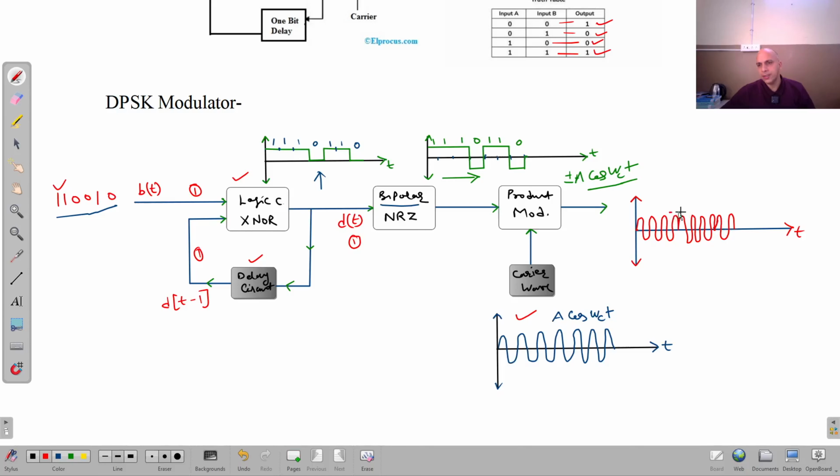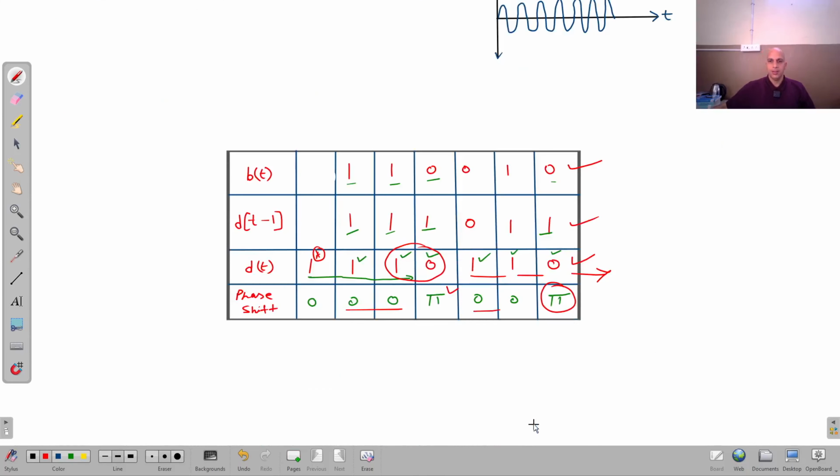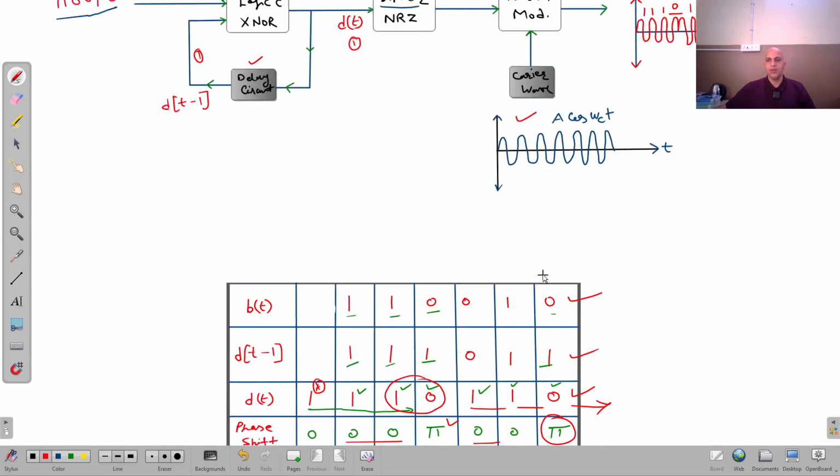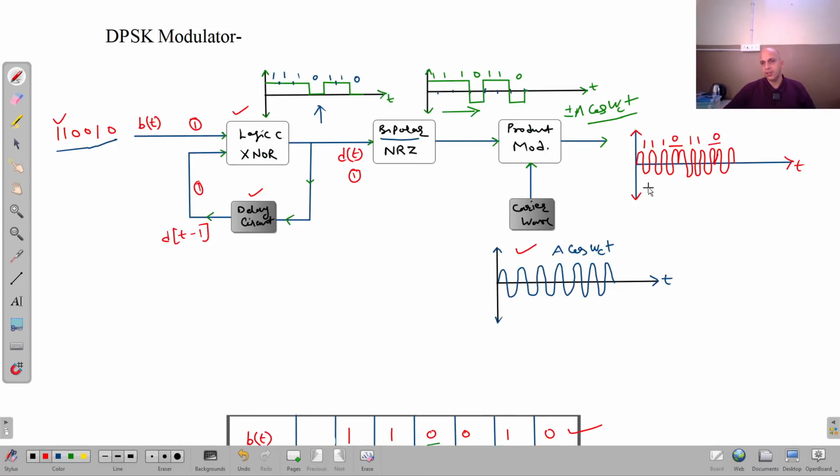So you can see here the phase change is there and there. It is 1 1 1 0, then 1 1 0. You can see here 1 1 1 0 1 1 0. So this is the resultant DPSK signal, and in this signal there is phase change only when there is a transition between the previous bit and the incoming bit, 1 to 0, or it can be 0 to 1. Then only there is a phase change of 180 degree, otherwise there is no phase change. So this is the DPSK modulated signal, right?